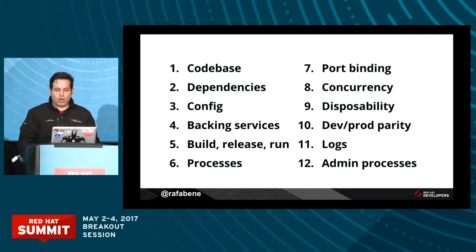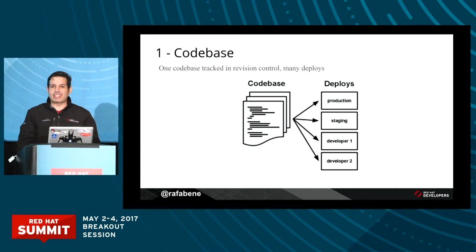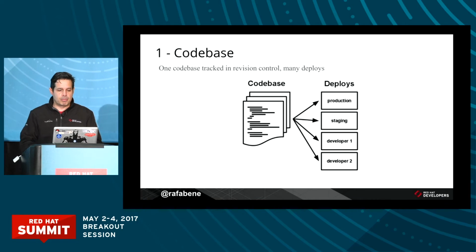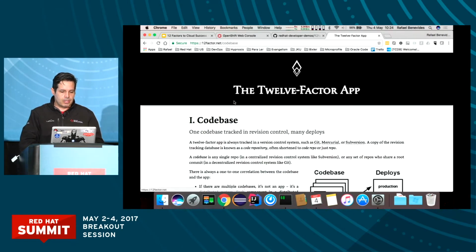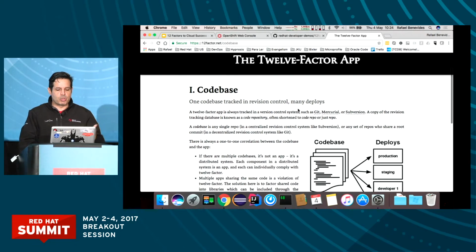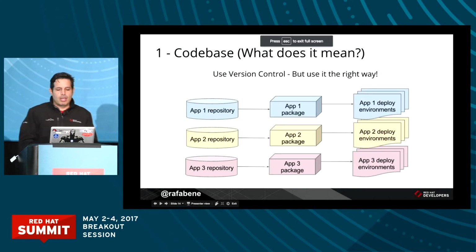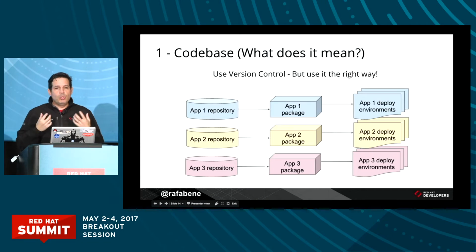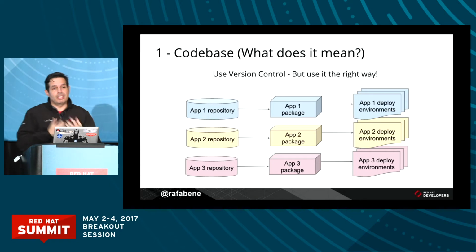So let's start with Codebase. Each factor has a title, a brief description, and sometimes an image. So it was copied from the website, for example, Codebase: one codebase tracked in revision control, many deploys, and it has this image. But what does it really mean? It means that we should use version control, okay? But we should use version control the right way.